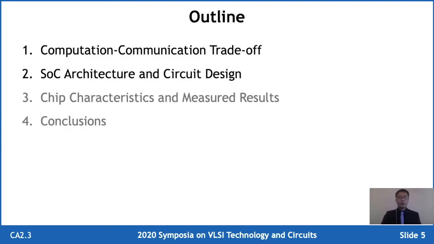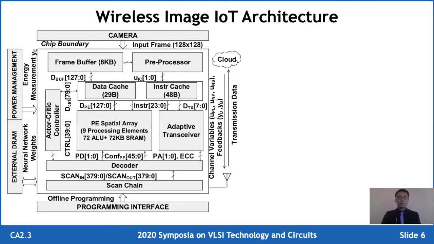Now, let's discuss SoC architecture and circuit design details. The figure on the left shows a system architecture, both SoC in the middle and the peripherals around it. At peripherals, we have camera, power management, optional external DRAM, programming interface, and so on. In the core, besides necessary modules such as frame buffer, preprocessor, caches, and so on, there are three major modules for edge cloud-based image processing.